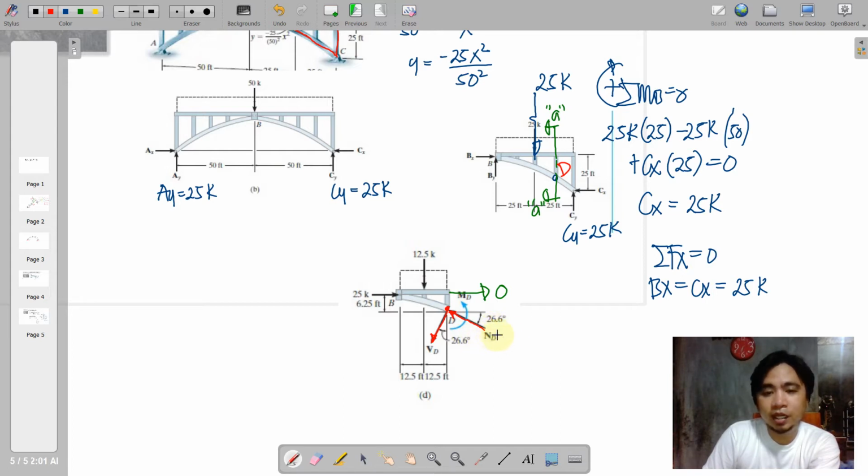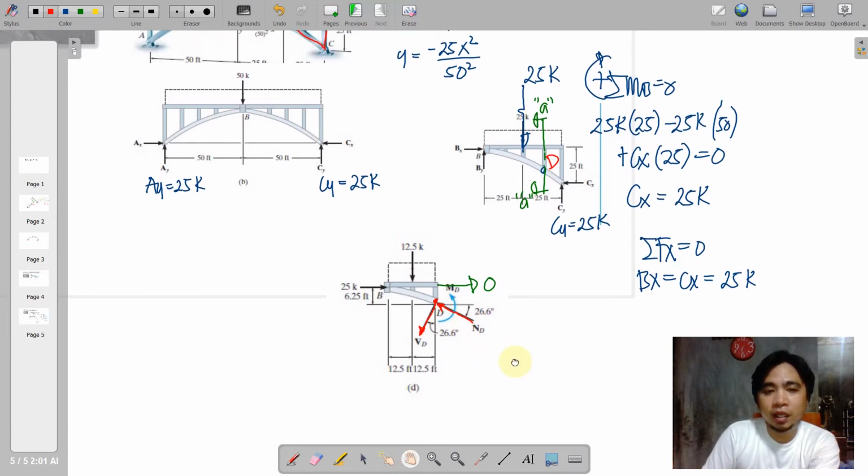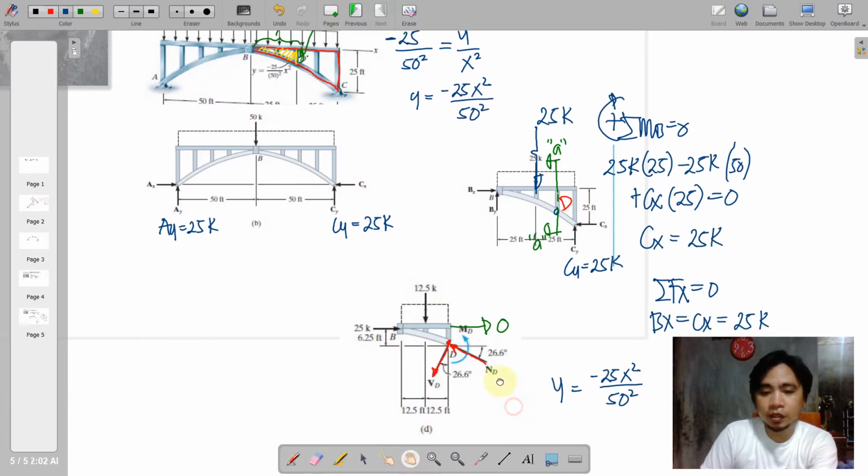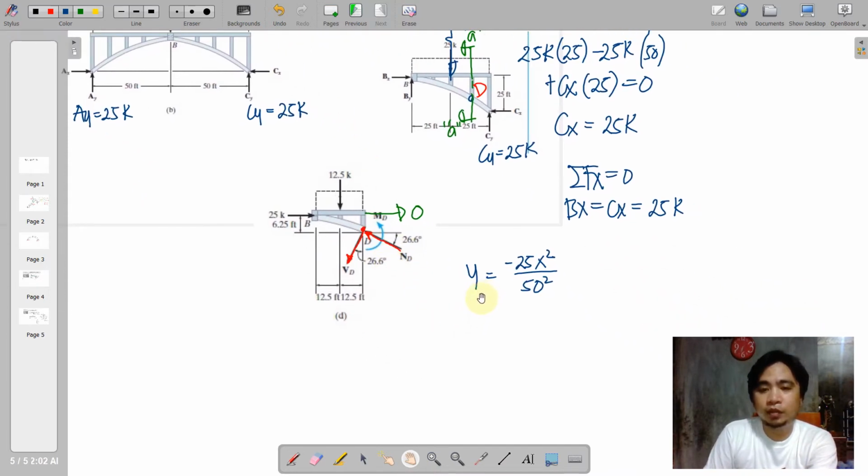So this angle actually came from your slope at D. And recall that our equation is this one: y is equal to negative 25x squared all over 50 squared. I'll just bring it in here. So why do we need the y equation? Because the y equation can be differentiated so that we can have the slope. Remember that the derivative of y with respect to x is actually the slope, or the tangent theta.